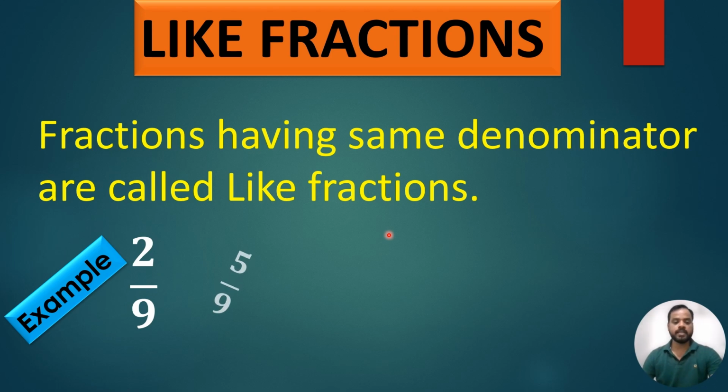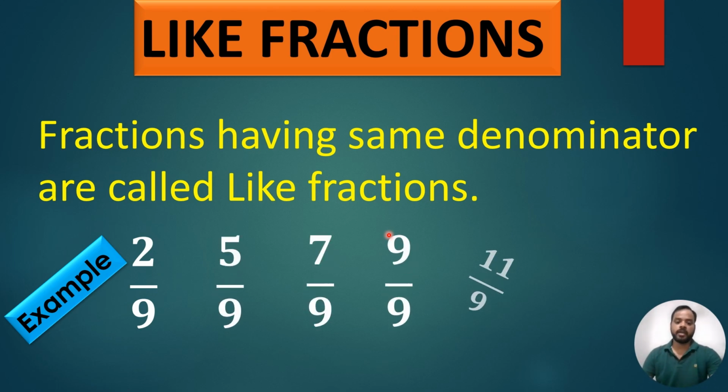So what are its examples? 2 by 9, 5 by 9, 7 by 9, 9 by 9, 11 by 9. Look here, for all the fractions the denominator is 9. So for all the fractions, the denominator is the same. So they are called like fractions. If the denominator is the same, the fractions will be called like fractions.